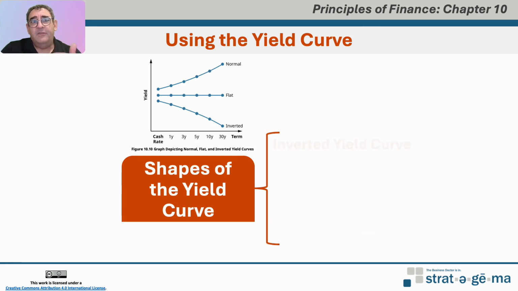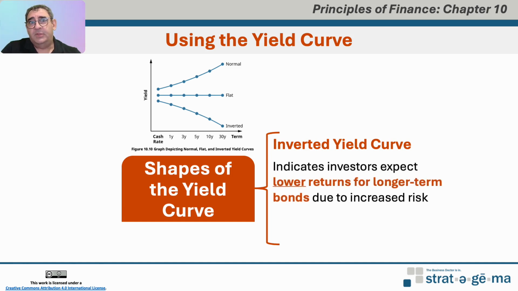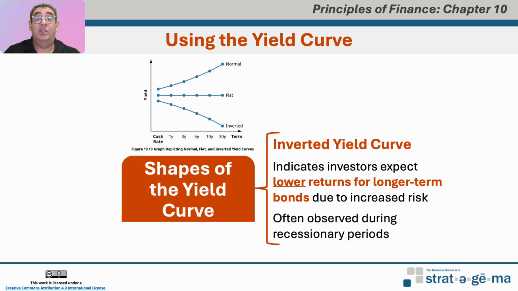And then there's the inverted yield curve. You may have heard of that in the news. This is where investors expect lower returns for long-term bonds due to increased risk. So that means the short-term yield is actually higher than the long-term yield. It's the opposite. And we usually see this during recessionary periods or when we're expecting interest rate drops.